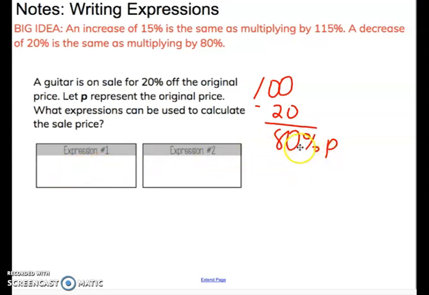Now we need to make it a decimal to write the expression. So remember, you move your decimal point 2 places to the left, and the first expression that you can write is 8/10 P. If you are saving 20%, you are actually paying 80% of the original. Another way to write this is if we start with P as the whole, we are also subtracting 20% of the original. So P minus 2/10 P would also give you the expression for the sale price of the guitar.